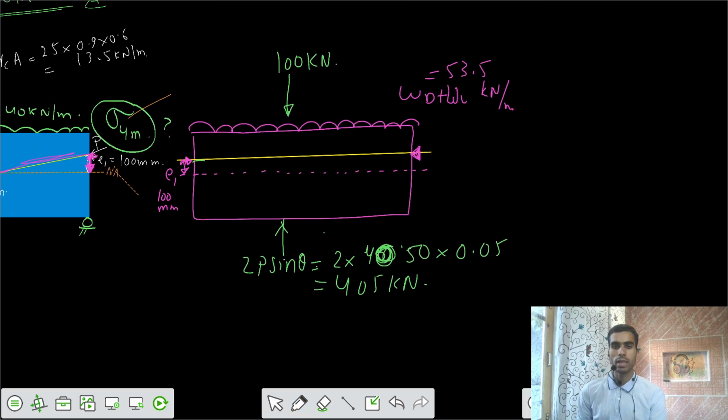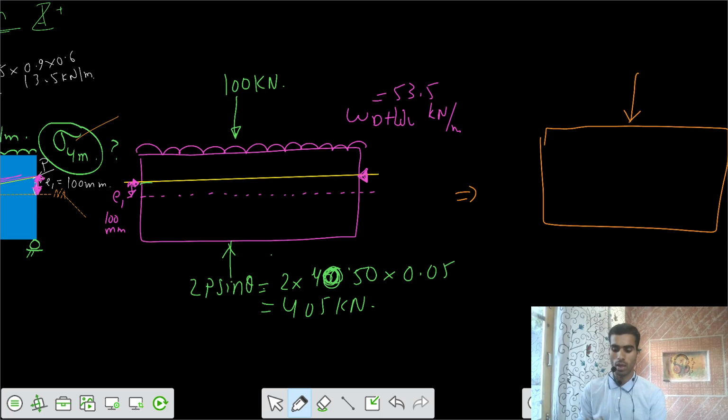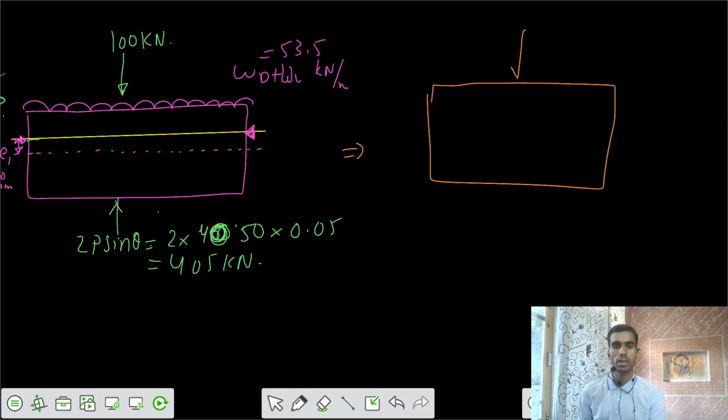So the net value of vertical load at the midspan is 405 minus 100. That is 305 upwards. Is it 305 upwards? I think it's 305 upwards. So this is 305 upwards.